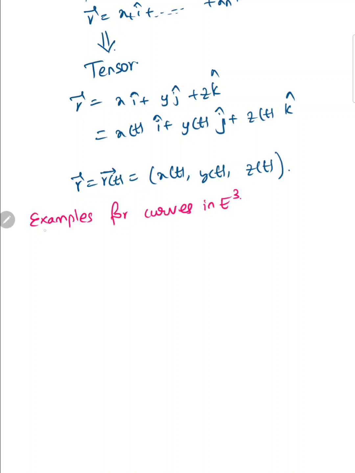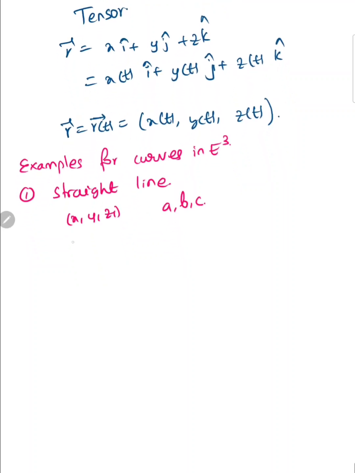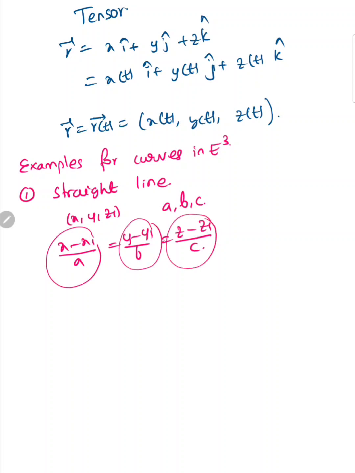So as we know, suppose we are considering a straight line passing through x1, y1, z1 and parallel to the line with direction ratios proportional to a, b, c. Then we will write the equation of the straight line as x minus x1 by a, y minus y1 by b, z minus z1 by c. So it is nothing but the parametric equation of a straight line.